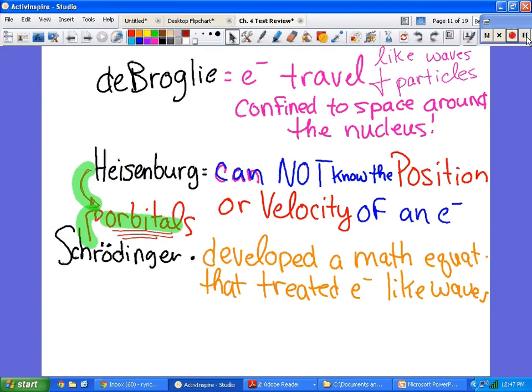Go. All right. So three guys: de Broglie, Schrodinger, and Heisenberg. Very important things you need to know about these guys if you're going along with the slides. De Broglie said electrons travel like waves and particles. Very important that you understand that. Hint, hint, wink, wink. De Broglie: waves and particles, confined to a space around the nucleus. Here's where it started transitioning from Bohr to different models. Then Heisenberg and Schrodinger showed up. Heisenberg stated you cannot know the position or the velocity of an electron at a given point.